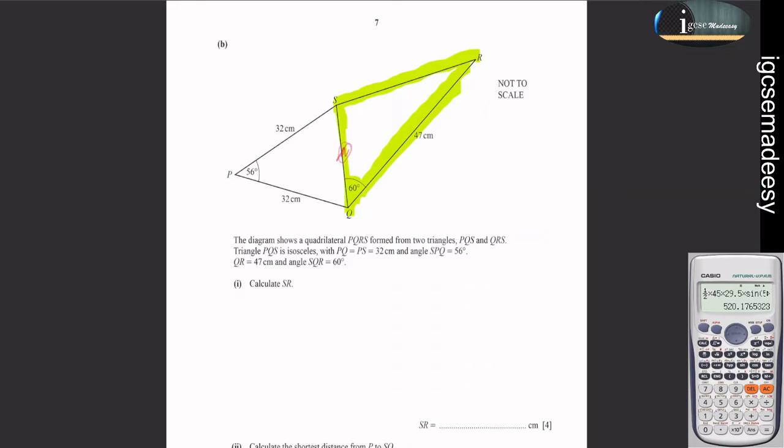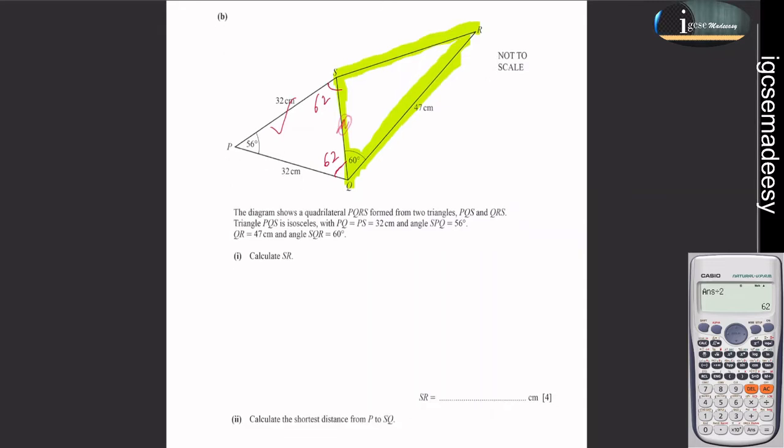So to find that, we will find out this side using the sine rule in this triangle. Let's find out the angle first. What will be the angle? Because the two sides are equal, the angles will also be equal in an isosceles triangle. So 180 minus 56 equals 124, divided by 2 will give you the individual angle, that is 62. So this angle is 62, and this angle will also be equal to 62.